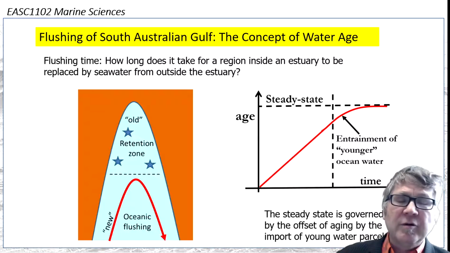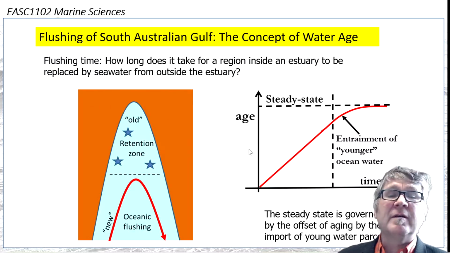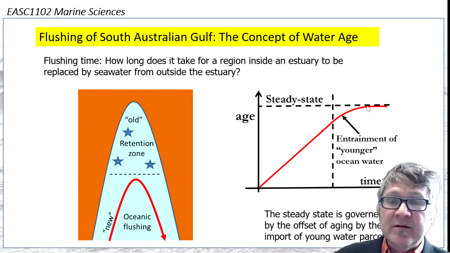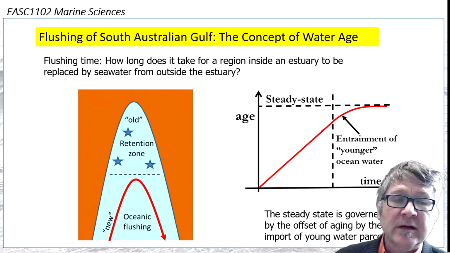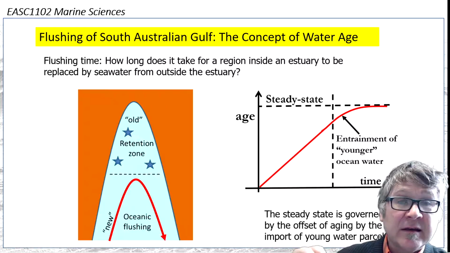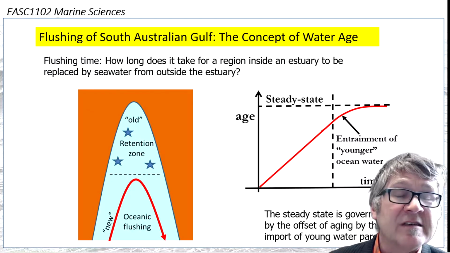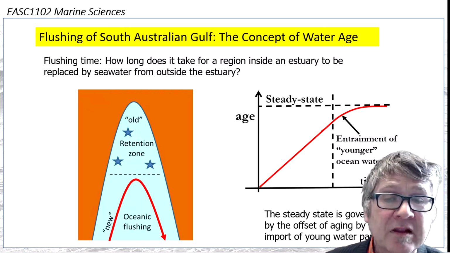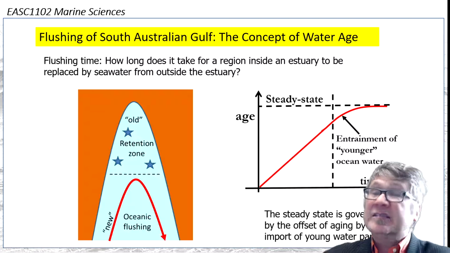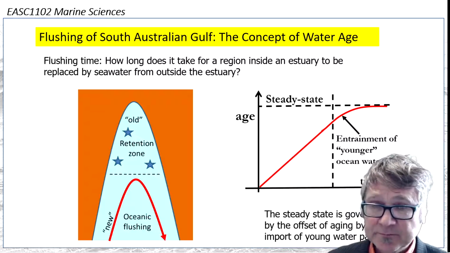Now, why do you get a steady state in equilibrium? It is because after some time the entrainment of younger water offsets the aging. You're only interested in the average age, and you always bring younger water into that system, and it offsets the aging. Plus, you also have an export of older water with the outflow. It sounds all weird, but these concepts work beautifully in reality.